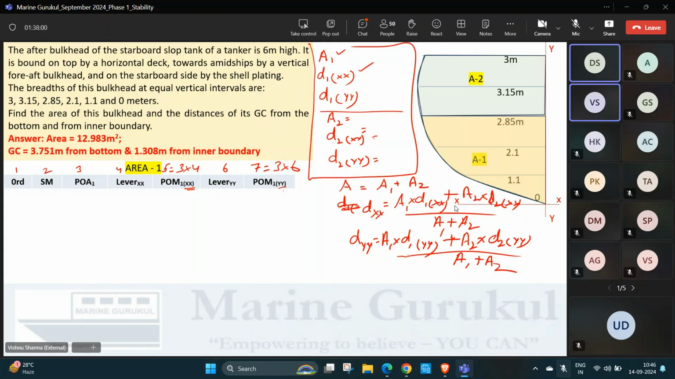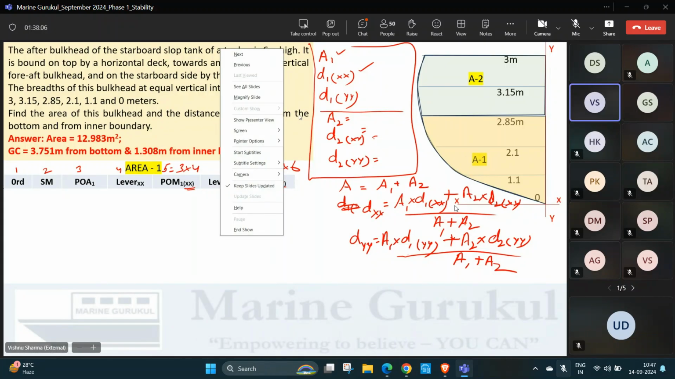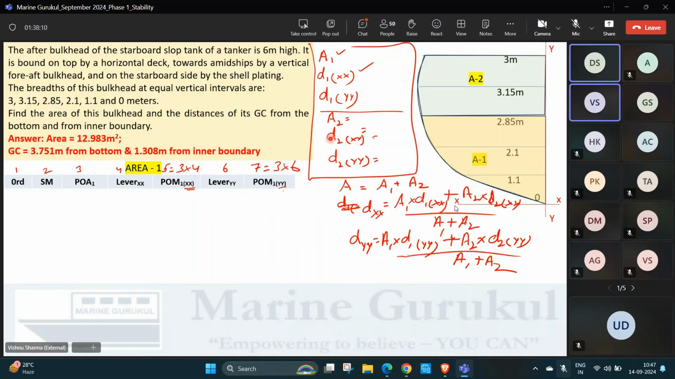From YY, go back to the first class of Simpson's rules. What is the liver? It is the perpendicular distance of the midpoint from the reference axis. So what will be the liver of 3 meters, for example? 1.5. Yes, sir, 3 by 2. Don't divide, write 3 by 2. The calculator will take care of it now, right? Yes.